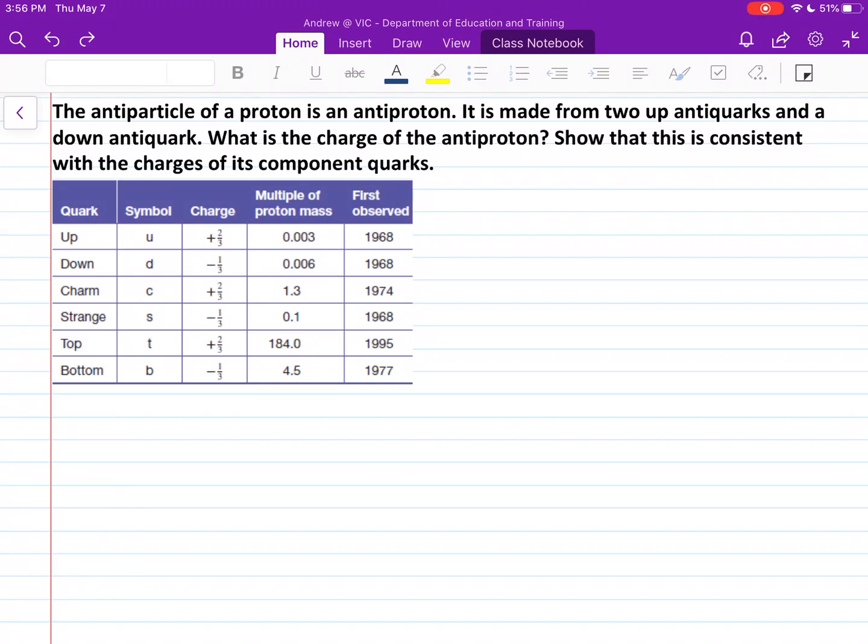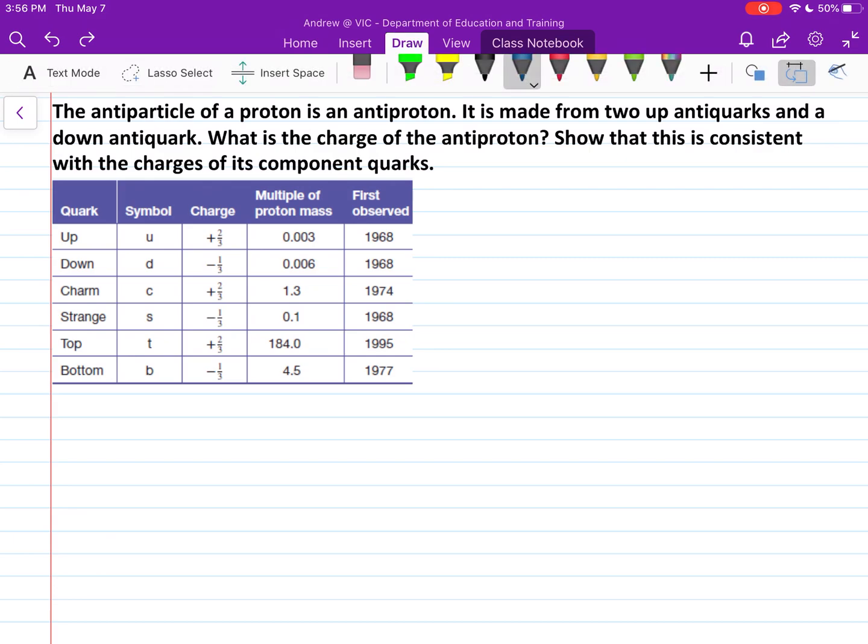G'day all, so in this video we're going to be looking at figuring out the charges, and specifically this one of an antiproton. Okay, so first we'll just go over this question here. The antiparticle of a proton is an antiproton. So that's just some knowledge at the start. It is made up of two up antiquarks and a down antiquark.